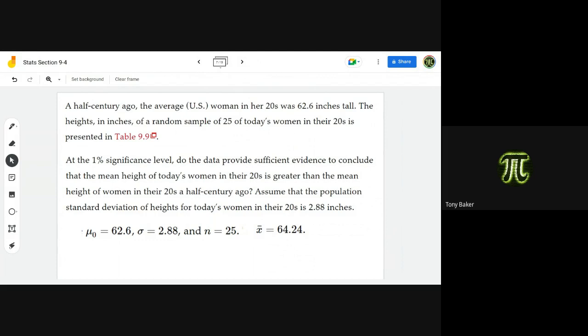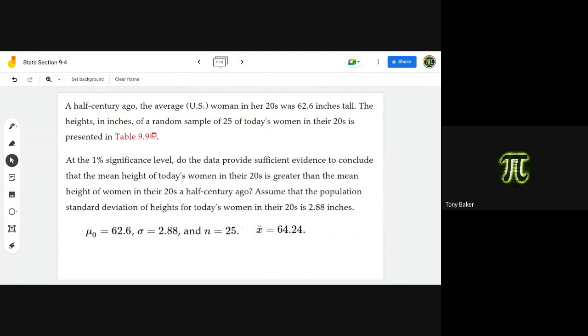All these problems that we're going to look at, we've seen before. Now we're just going to go through and do the entire method for you. So this actually was on your test. Half a century ago, the average U.S. woman in her 20s was 62.6 inches tall. A random sample of 25 of today's women in their 20s is presented. So they gave you the table. I didn't give you the table here because I just don't have the room to put it on there, and I'm not going to make you do the calculations. On the test, you will have to do the calculations. The only thing you're going to have to do is find the mean of the data.